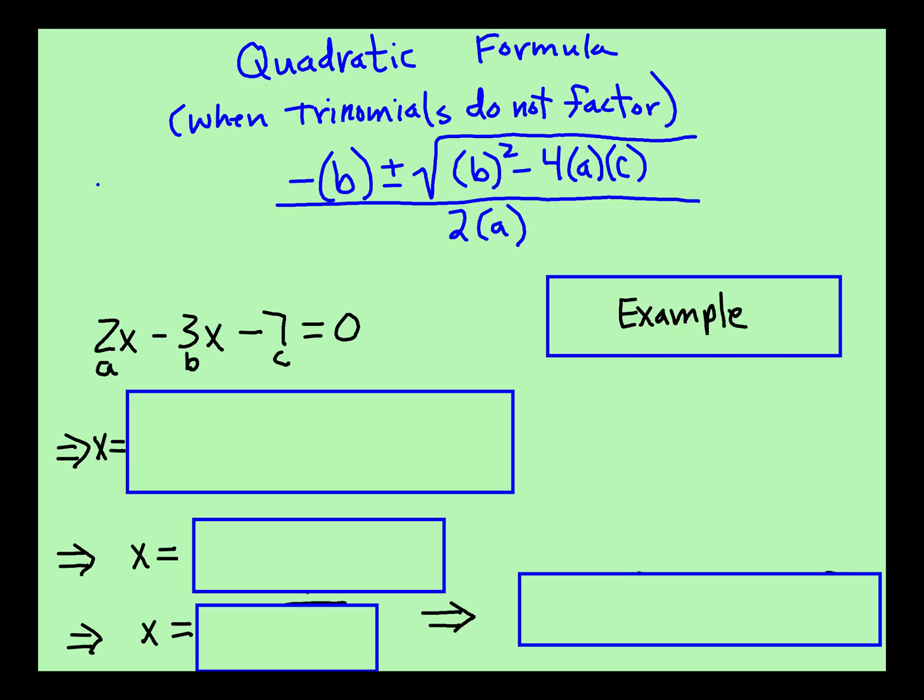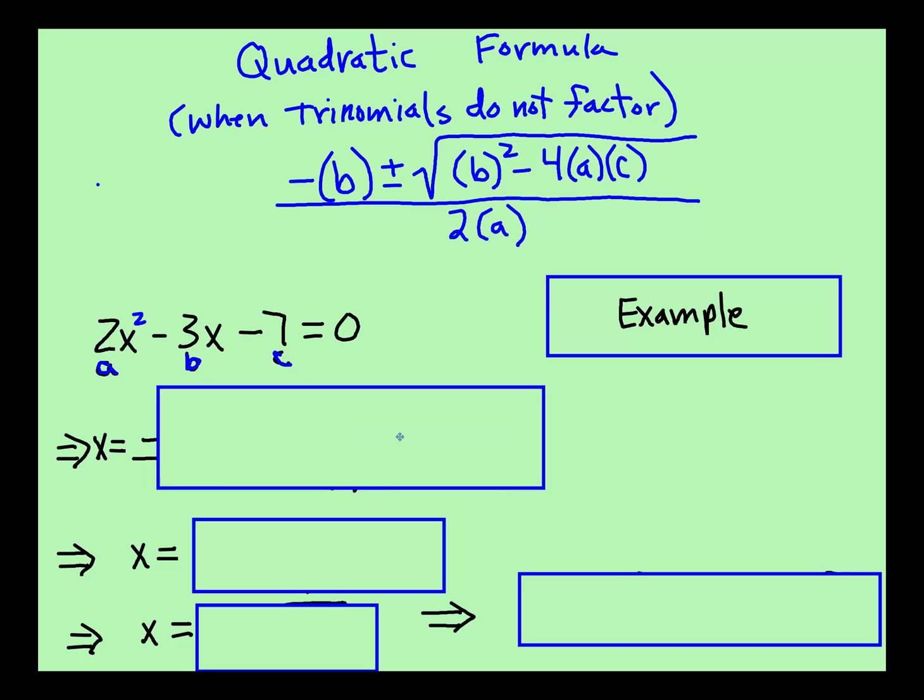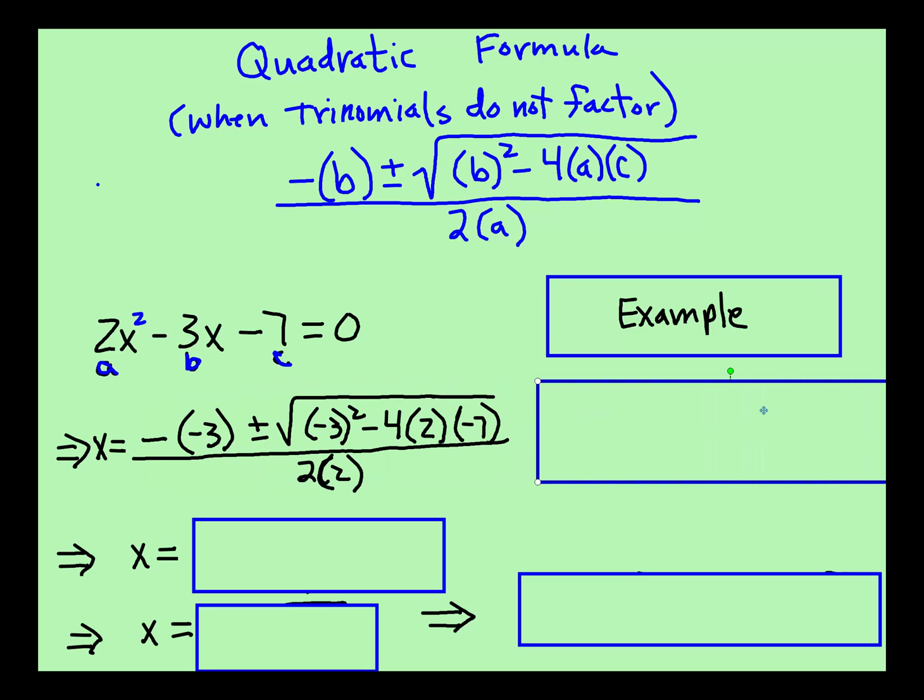So you've got a trinomial that's 2x squared, subtract 3x, subtract 7. Notice 2 is your A, negative 3 is your B, 7 is your C. So when you plug it into the quadratic formula, it's the opposite of B. Well, B is negative 3.